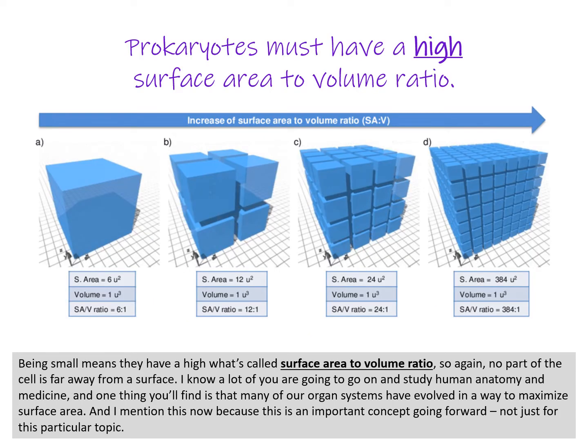Being small means they have a high what's called surface area to volume ratio. So again, no part of the cell is far away from a surface. I know a lot of you are going to go on and study human anatomy and medicine, and one thing you'll find is that many of our organ systems have evolved in a way to maximize surface area. And I mention this now because this is an important concept going forward, not just for this particular topic.